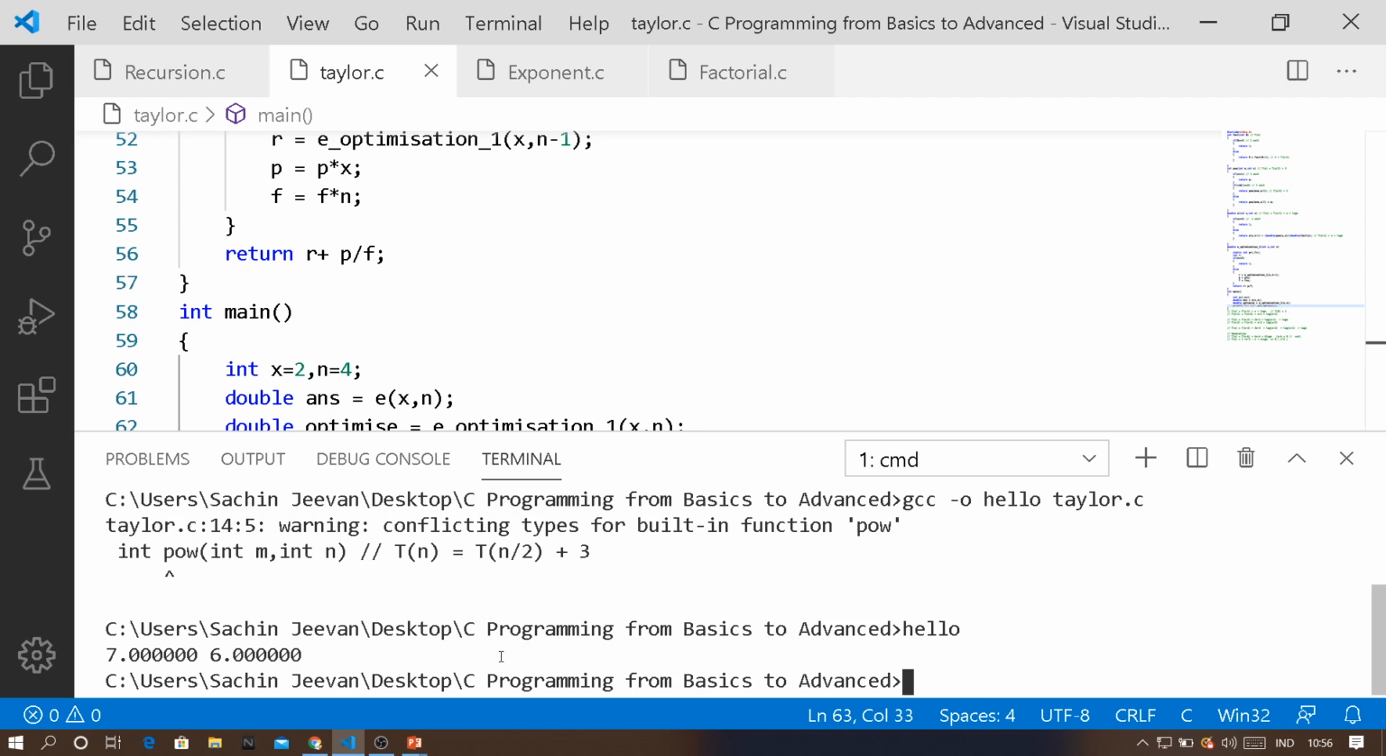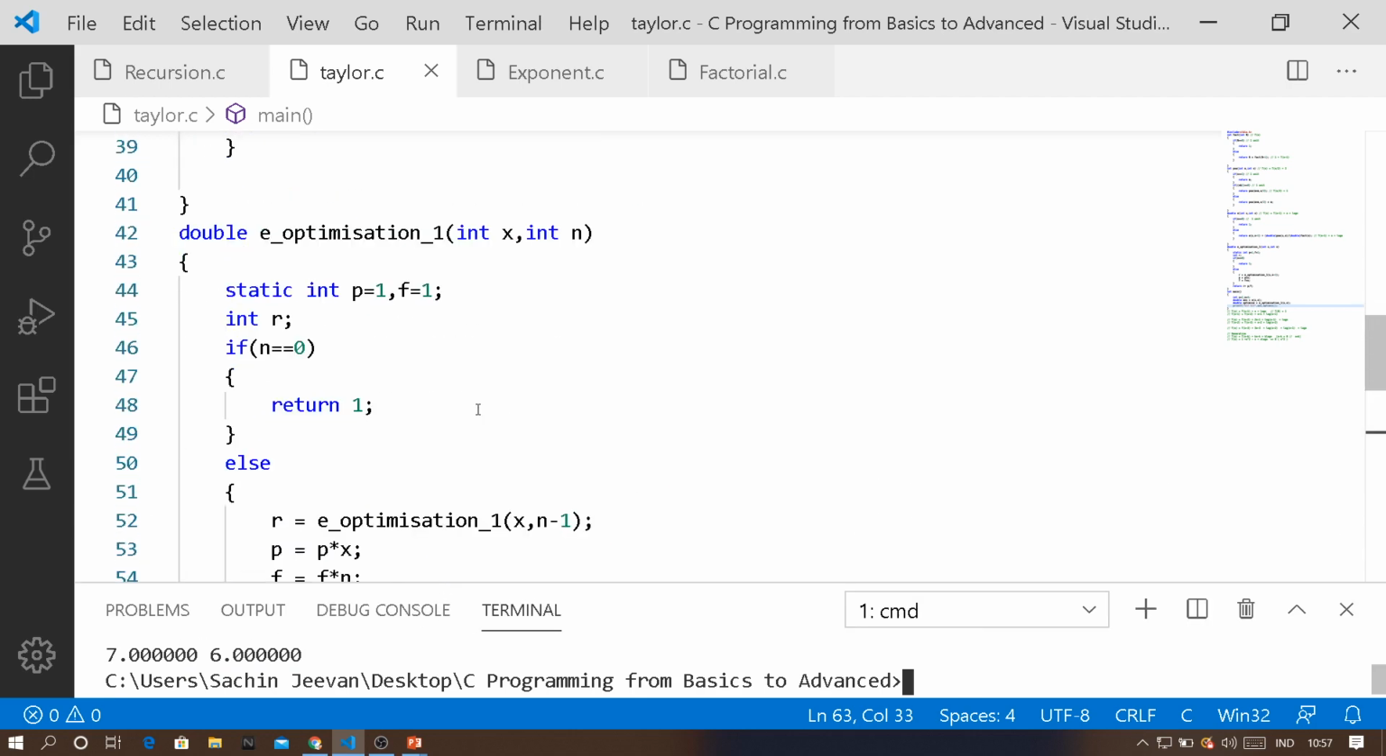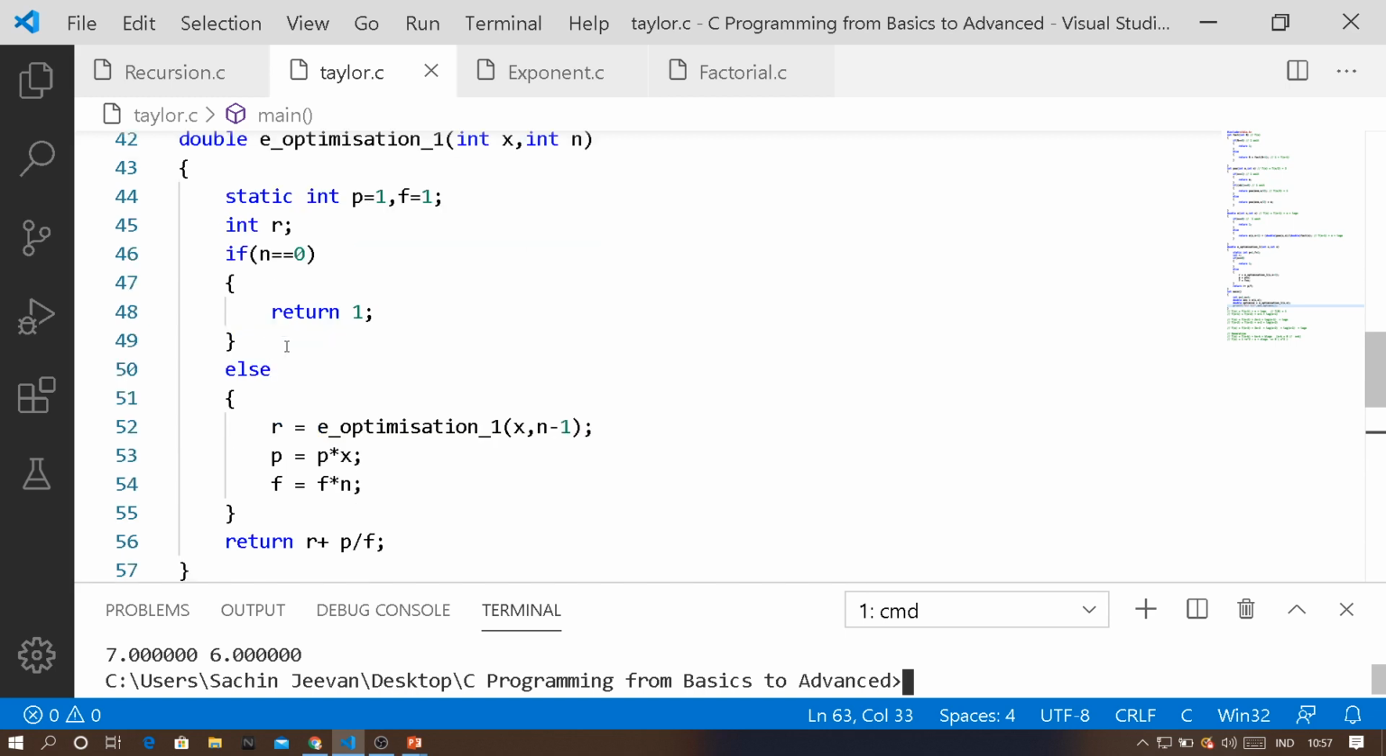So one is printing 7, the other is printing 6. Okay, so where is the issue actually? We will check once again. Static int, we have declared p equal to 1, f equal to 1. Then we declared r. Then we are checking whether n value is equal to 0. If so, then we are returning the value 1. Okay. Yes, dividing here.